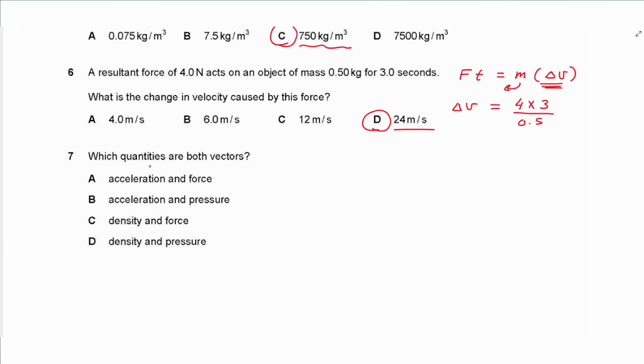Question 7 says which quantities are both vectors, which means they both have direction. Acceleration and force, they have direction, so the answer is A. Acceleration, pressure doesn't have direction. Density, no. Density, again, no. And pressure, so this is the answer.